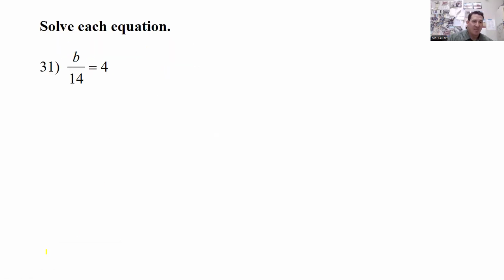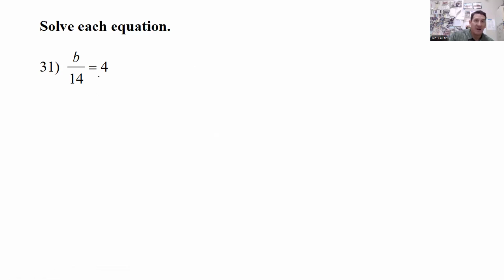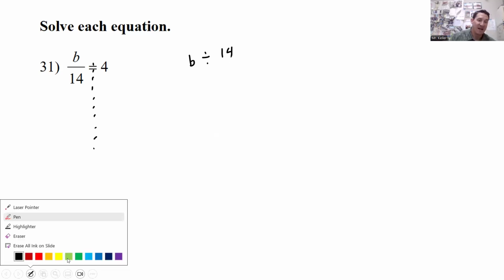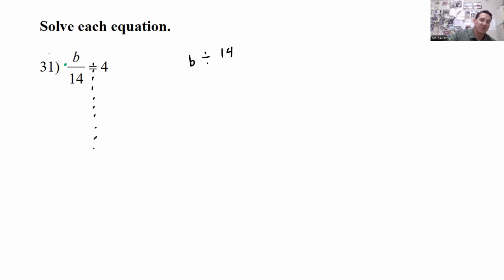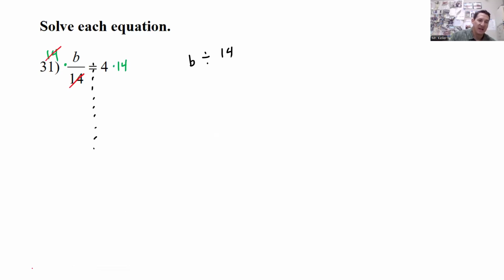Here, last type of problem we'll be seeing today. We have b over 14. Remember, fractions are division problems. So this is b divided by 14. All right. The opposite of dividing is multiplying. So to solve this one, I need to multiply both sides by 14. Times 14 divided by 14 cancels out. All you have left on that left side of the equation is b. 4 times 14 is 56.